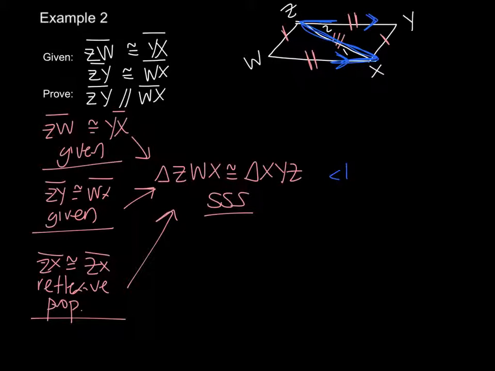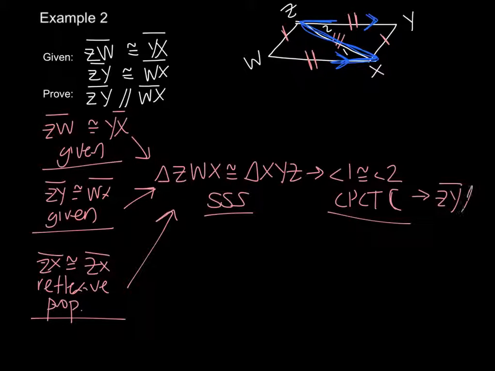So angle 1, let's write that back in pink. Angle 1 is congruent to angle 2, and that's because of CPCTC. Again, we've proven that the two triangles are congruent, so we can prove that those pieces are congruent. So, remember, corresponding parts of congruent triangles are congruent. Now, I can then take it one step further from there and say that ZY is parallel to WX.